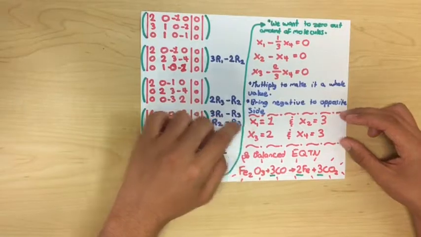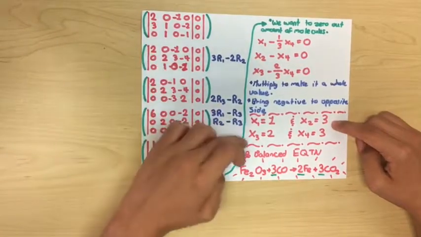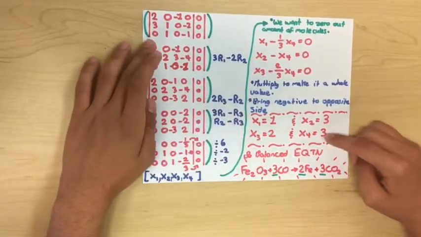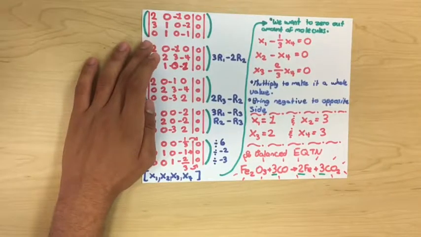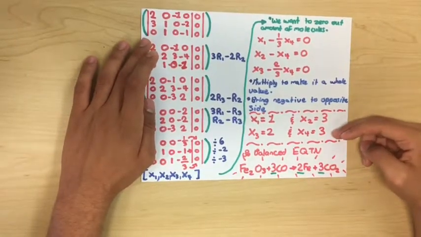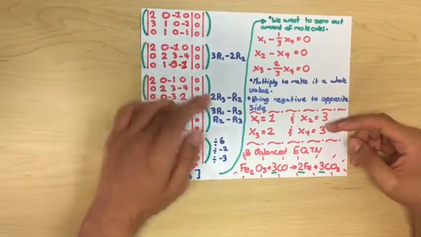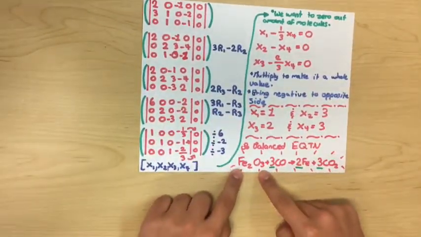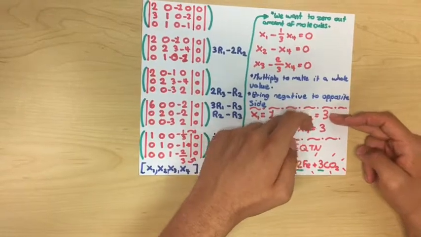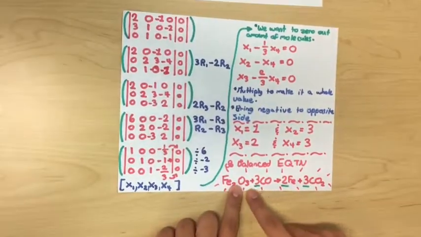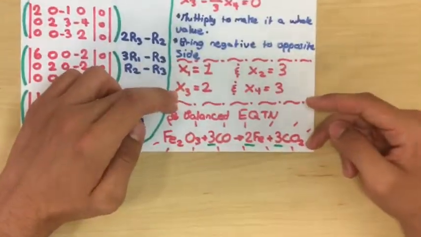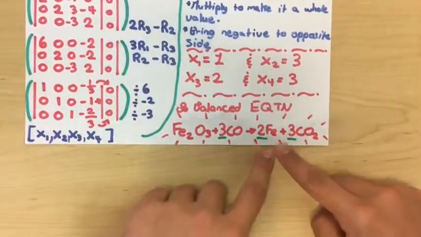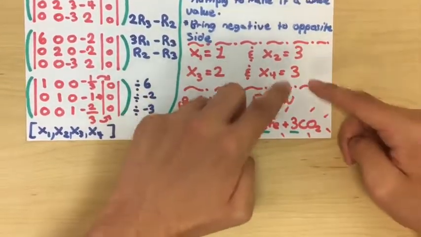x1 is equal to 1, x2 is equal to 3, x3 is equal to 2, and x4 is equal to 3. And that's pretty much the values given in the formula, and then you just plug it in. So 1 times x1 is, for this part, 1, 3 times x2, 3, as you can see I underlined it, and x3 is equal to 2, x4 is equal to 3.